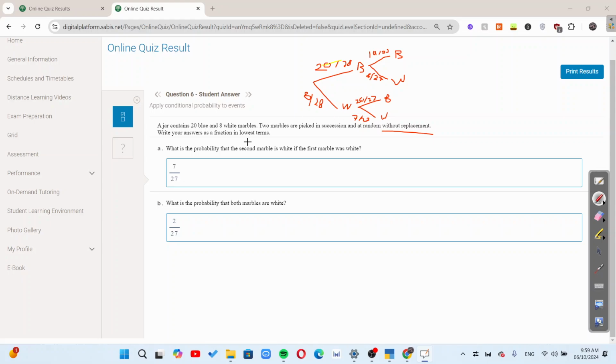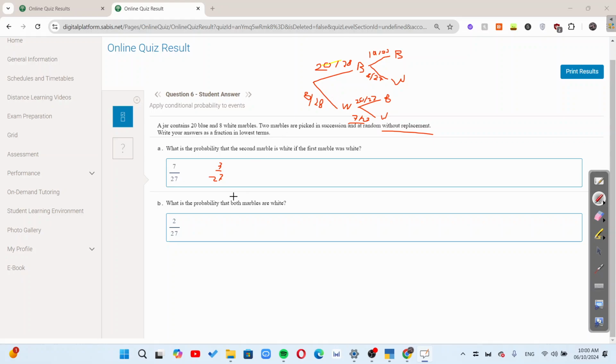So what are your chances when it tells you your first one was white? We don't even look at the first part of the tree diagram. This part, we disregard it. We look at the second one. If they tell you the first one is white, what's the chance that the second one is white? Just look at this number. 7 over 27. Done. That's it. You disregard the first one.